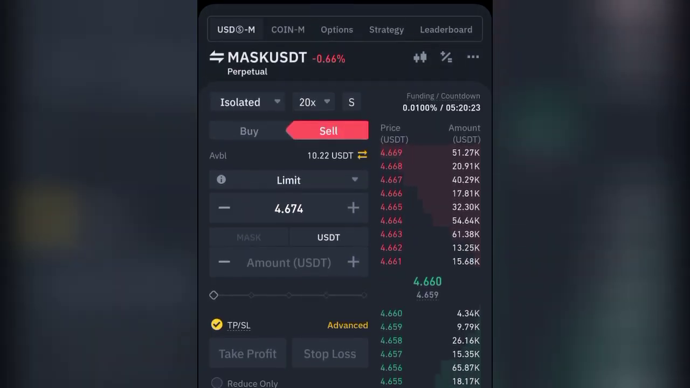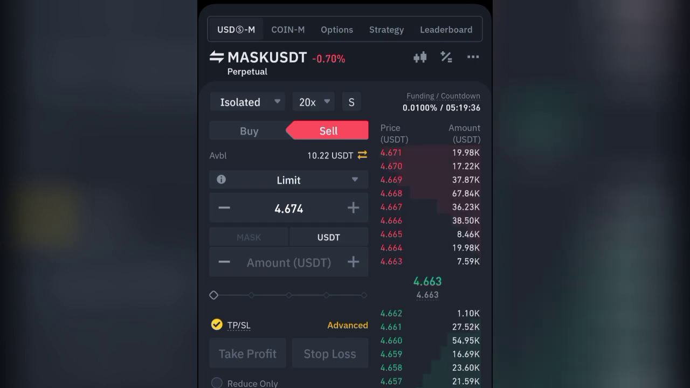So that is why I told you that leverage will make you to have more capital to enter a trade. Now you can see from the $10 I have, which I want to enter the trade with, it has increased to $200 because I'm using 20x leverage.